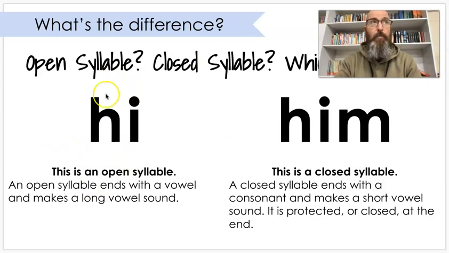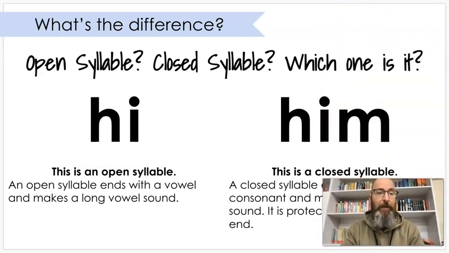Right here, we have the word hi. Hi is an open syllable because it doesn't have a consonant behind it. Then we have the word him. Him is a closed syllable. It does have a letter at the end, so it makes a short vowel sound. You might say it's protected, or maybe it's closed. Some people even say guarded at the end, but whatever you call it, that means it makes a short vowel sound. So open means there's no consonant behind it. Closed means there is a consonant behind it.